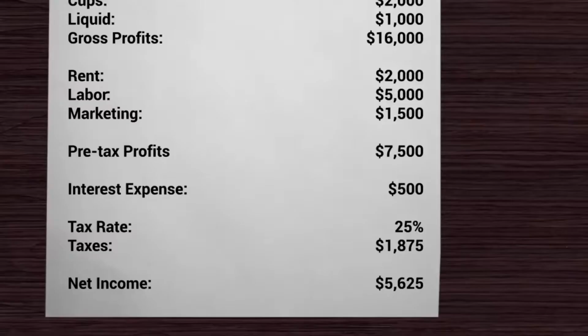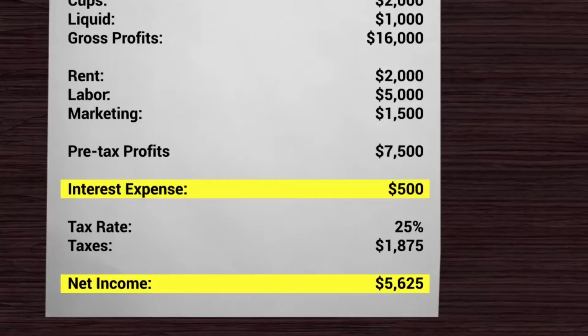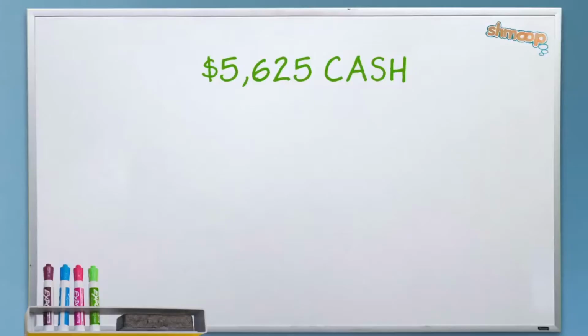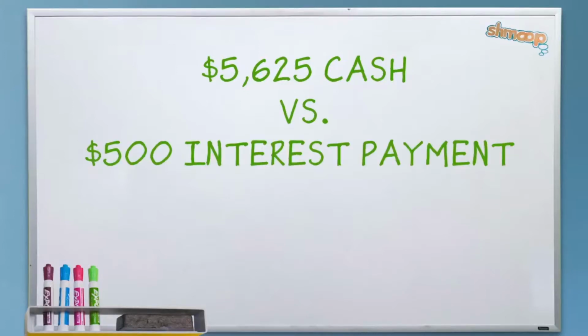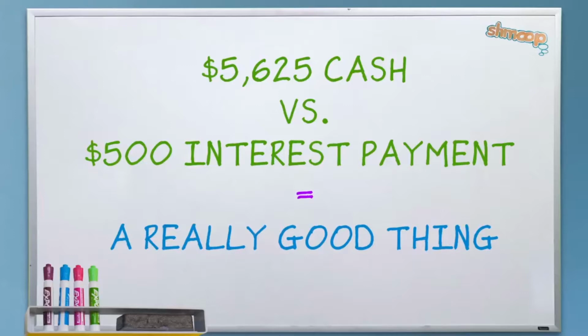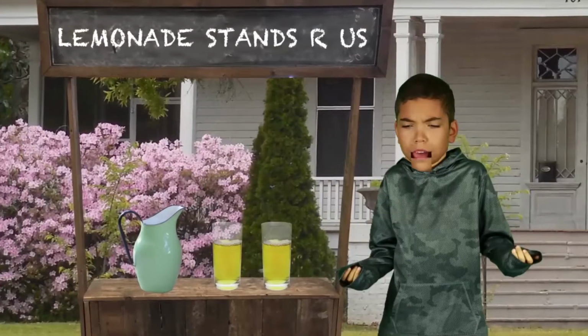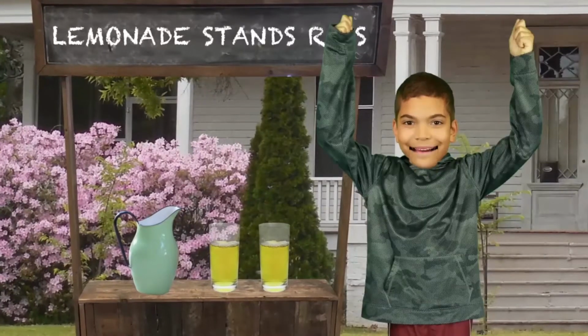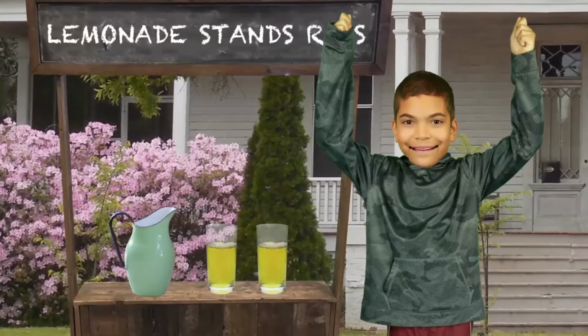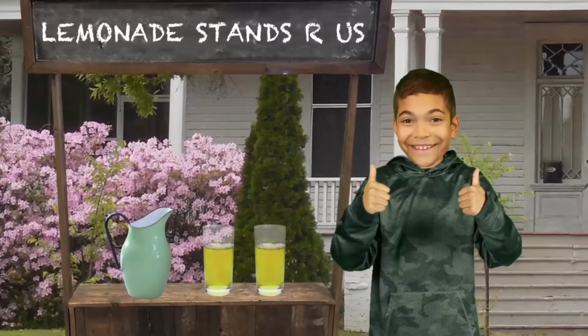All right, another interesting thing to note here was that we generated $5,625 in cash during the year. Our interest expense was $500. We generated way more cash than we had in interest expense, meaning that our bankruptcy risk here is very low, which is good. And we wonder to ourselves, how much money could I borrow if we wanted to go big with Lemonade Stands R Us, a lemonade stand on every corner in the country?